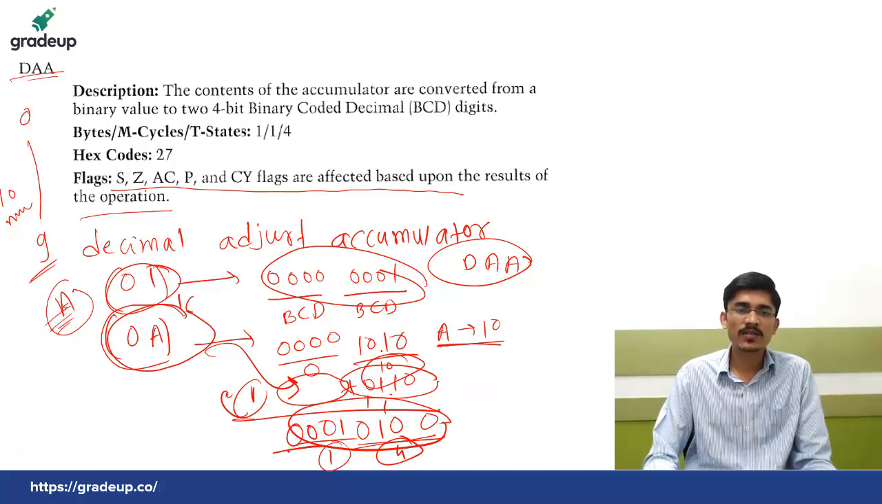So it will not require any further time. It will require only the opcode fetch machine cycle. So it is a 1 byte instruction. Opcode fetch is there and it requires 4 T states.